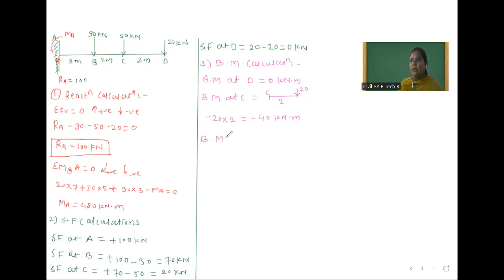So bending moment at B, which is equal to, I will draw the span here. This is 20, this is 50, and this is our B point. This is 2 meter and this is 2 meter. So 20 pushes downward, so minus 20 into 4. After that, this 50 pushes downward, so 50 into 2, which is equal to.